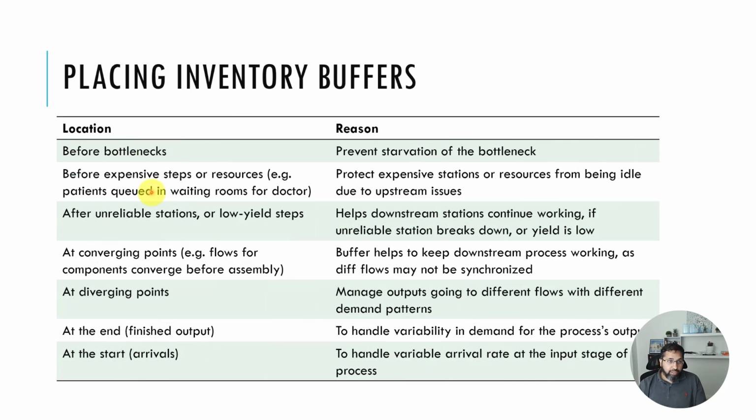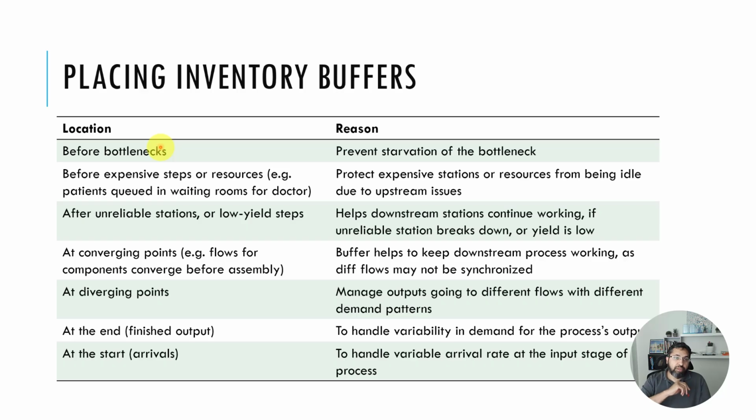So here are some guidelines on placing inventory buffers, which location and the reason. So before bottlenecks. Now the bottleneck is already your slowest step. If the bottleneck is starved for work, that's really bad because the bottleneck is already limiting your production. And if the bottleneck is waiting for product, that's just hurting your production even more. You might ask, how can the bottleneck be stopped? Bottleneck is the slowest unit, the slowest piece of your production or your process. How can the bottleneck ever be stopped?